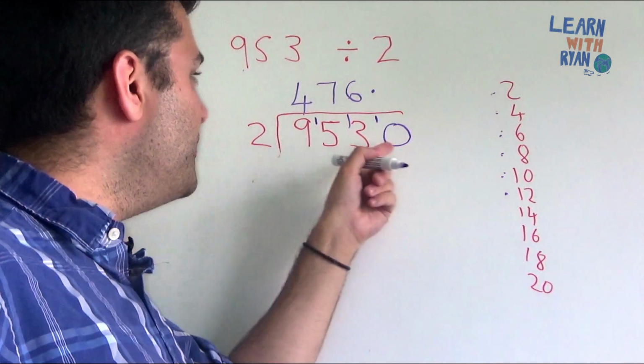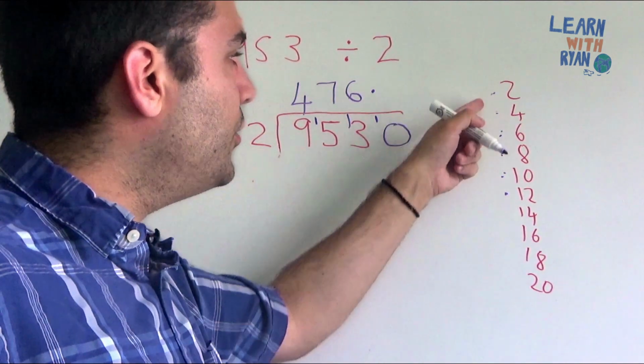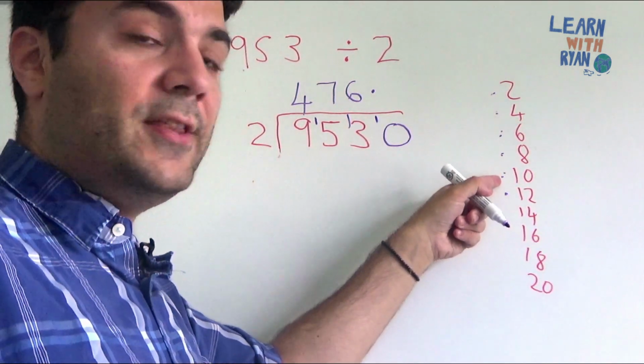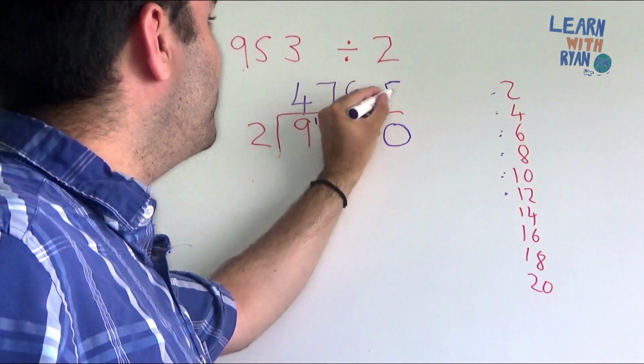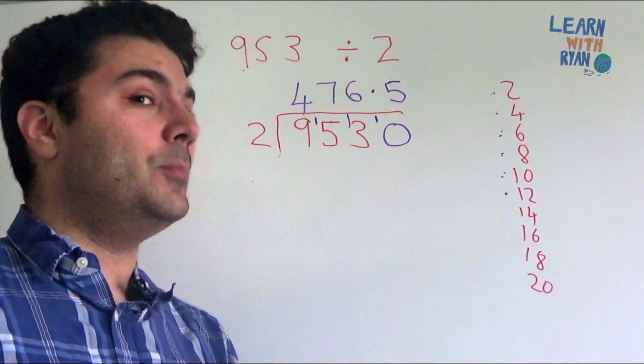So then how many 2s in 10? Well, the answer to that is 5, of course. 1, 2, 3, 4, 5, with no remainder. So my 5's going here, so the answer is 476.5.